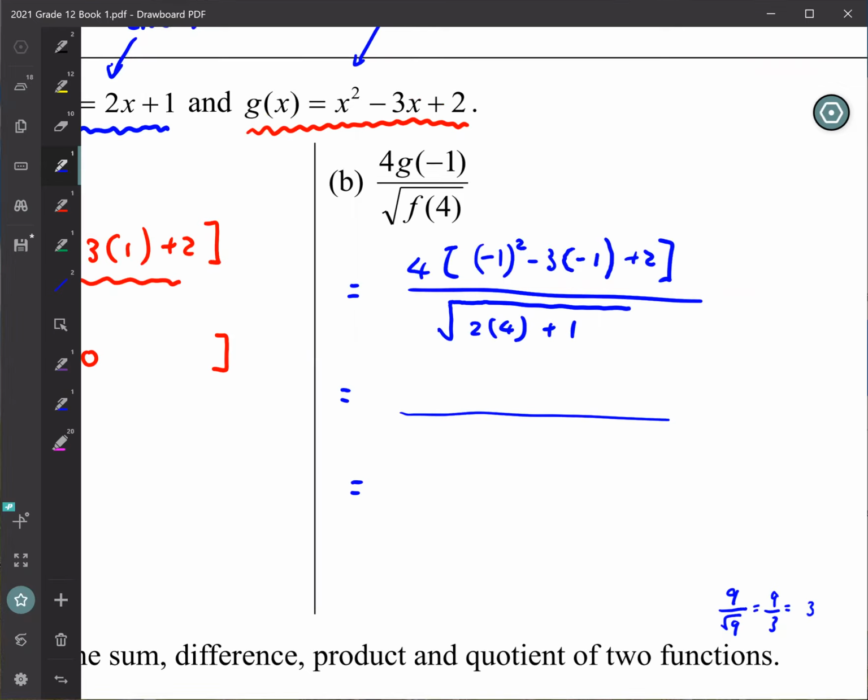Okay, can you tell me the denominator then? What do you get for the denominator? Square root of 8 plus 1. So that's square root of 9, right? Yeah, so it looks like the denominator is correct. Okay, let's wait for the numerator. Jocelyn, have you got the numerator?